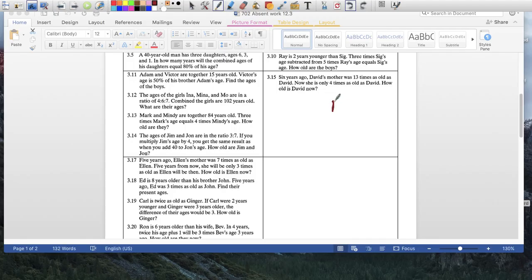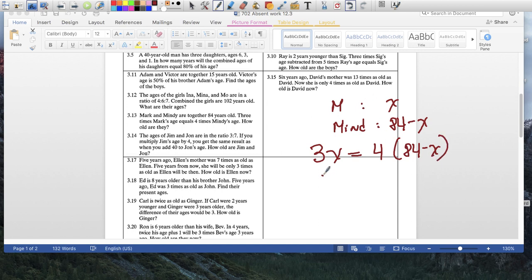Mark and Mindy together are 84 years old, which means if this guy is x, Mindy's going to be 84 minus whatever he is. 3 times Mark's age equals 4 times Mindy's age. How old are they? What did I do before? 4 times 84 is 4 times 4 is 16, carry the 1. 4 times 8 is 32, 33, minus 4x.